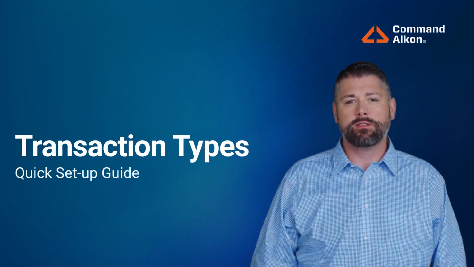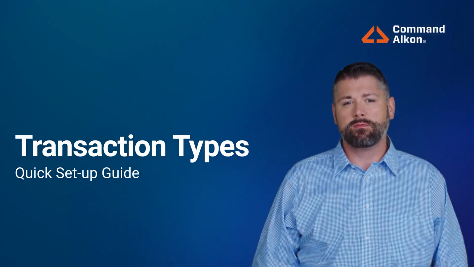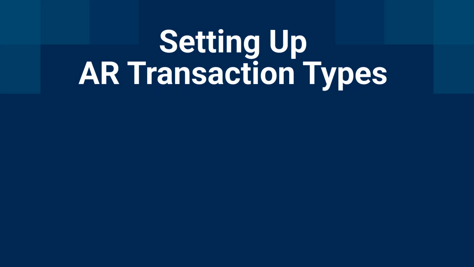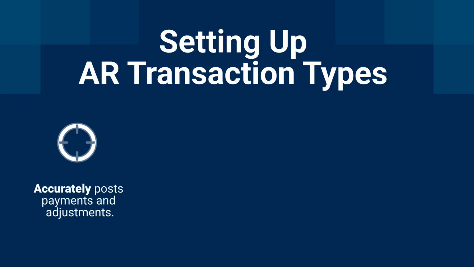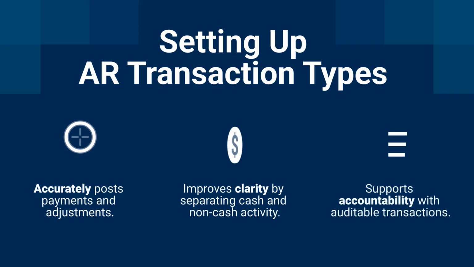This video introduces AR transaction types and how they're used to manage payments and adjustments in accounts receivable. AR transaction types create more clear and accountable processes, ensuring payments and adjustments are recorded accurately. Improves clarity and reduces errors by clearly separating cash activity from non-cash adjustments, and supports accountability with a consistent and auditable record of AR activity.